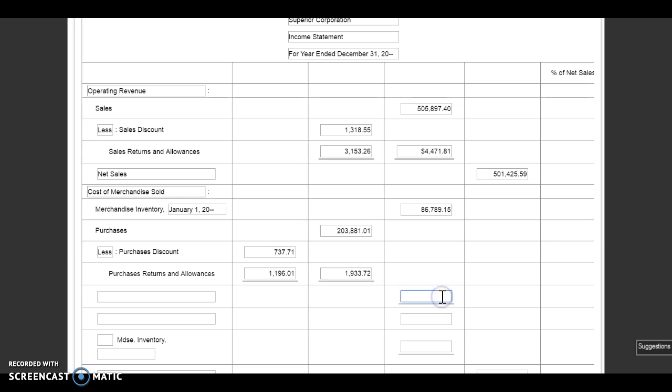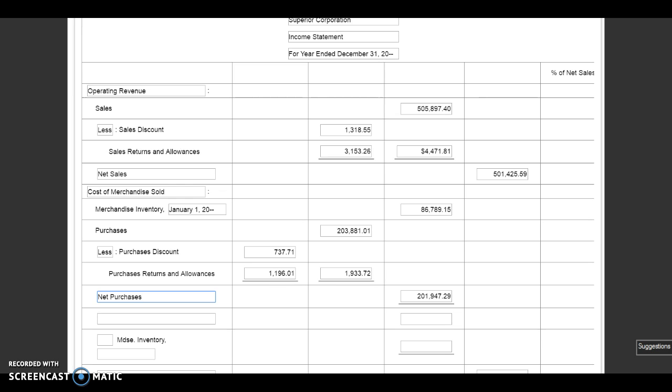And that number I'm going to put over here. So I should get $201,947.29. This number here, that is going to be my net purchases. So it's a lot like what we did up here for my sales. It's just now I'm doing it for my purchases.